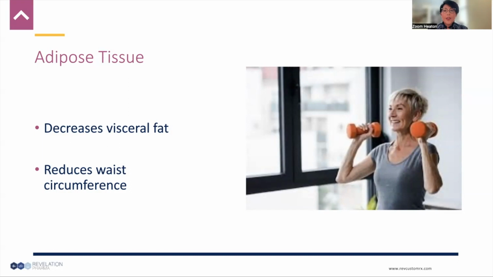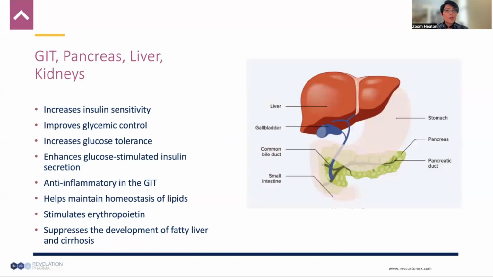They eat hardly anything, and they go exercise 7 days a week. They do everything they know to do. They cut out gluten. They look at everything. They cut out everything, and they're losing ounces. And this is why. Androgen receptors are also in the GI tract, the pancreas, the liver, and the kidneys. So testosterone increases insulin sensitivity. It improves glycemic control. It increases glucose tolerance, enhances glucose stimulated insulin secretion. So it's very good for blood glucose control.